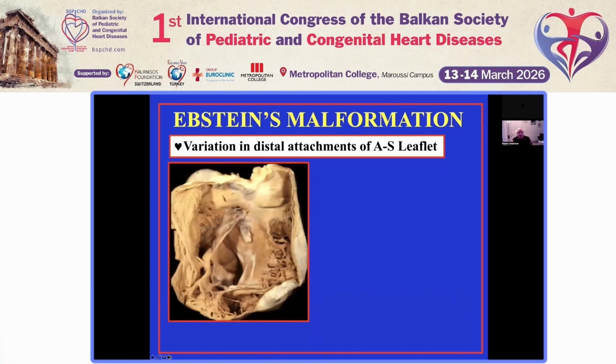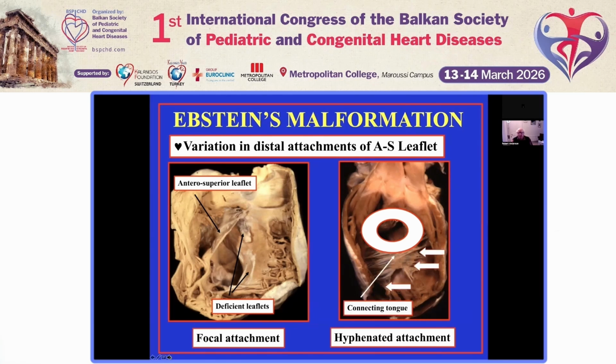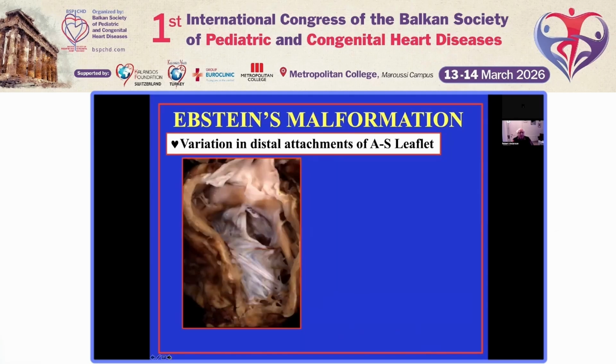But there is marked variation also in the attachments of the anterosuperior leaflet. So here you see an anterosuperior leaflet with focal attachment. And note that as in the heart of Joseph Prescher himself, there is deficiency of the septal and the inferior leaflets. Much more frequently, we have that connecting tongue in this instance with an orifice looking into the infundibulum, but also with multiple fenestrations or hyphenations in the attachment of the conjoined anterior and inferior leaflets.